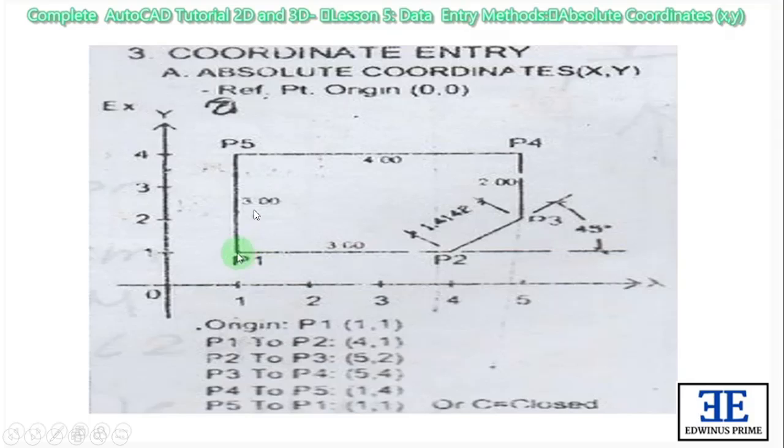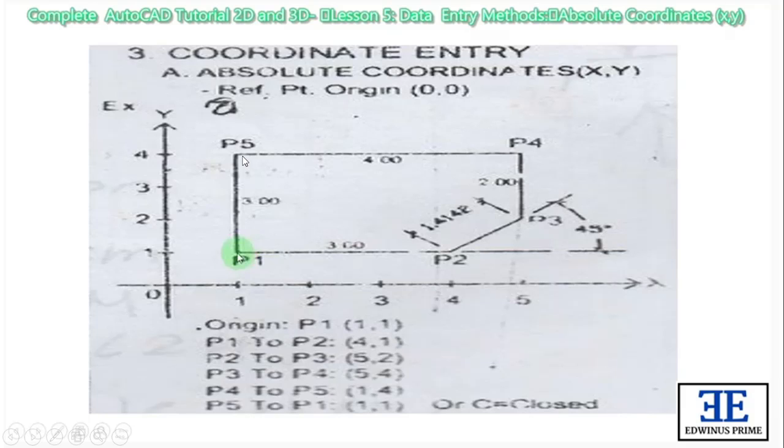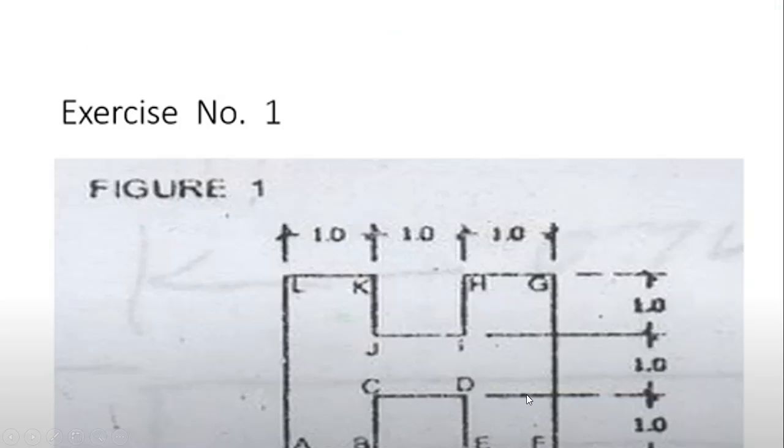And to close the line, we have here point 5 to point 1. We have here 3. So the length to be indicated must be at 3, comma. So the angle is vertical, so we have here 90. But if it is going down, so let's input it as 270 degrees.